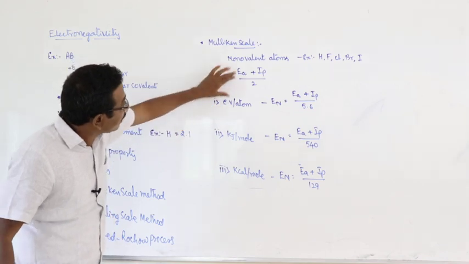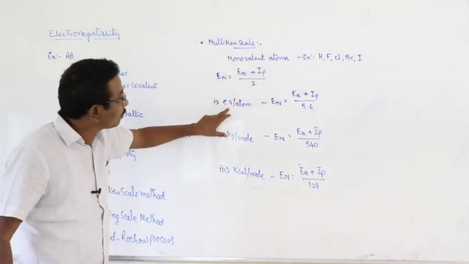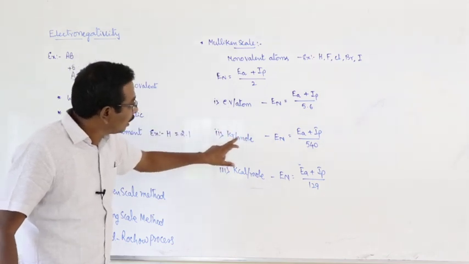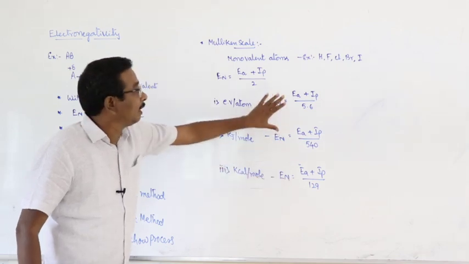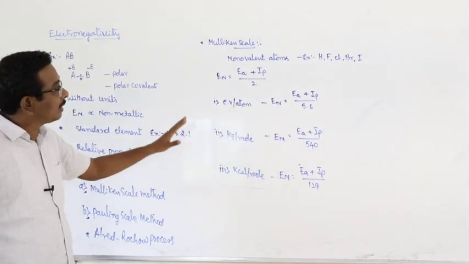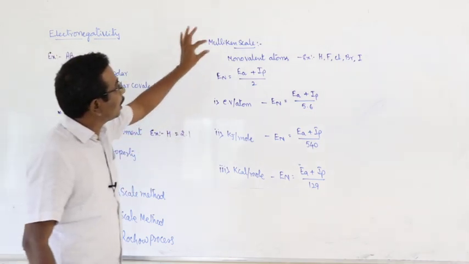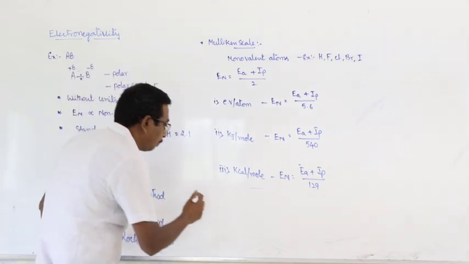And here, when the units of electron affinity and ionization potentials are given in terms of electron volt per atom, kilojoule per mole, kilocalories per mole, automatically the formula is given like this. It is applicable for only monovalent atoms. And there is an important note.